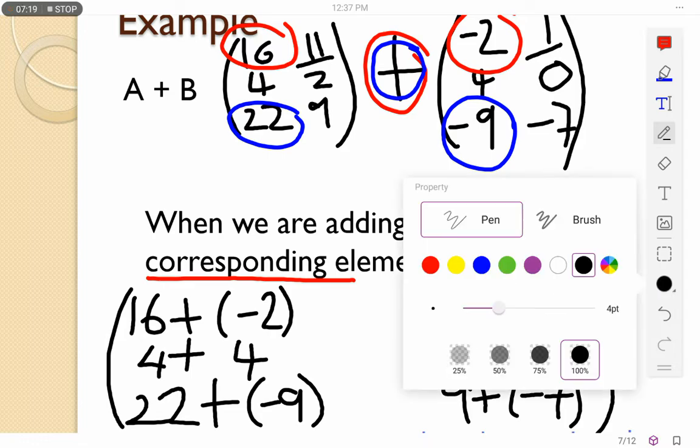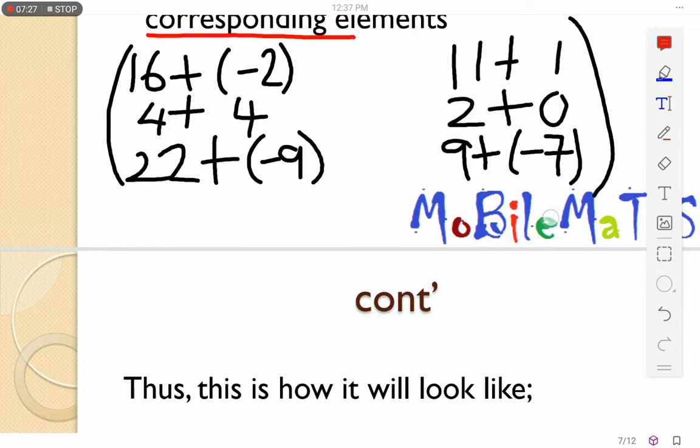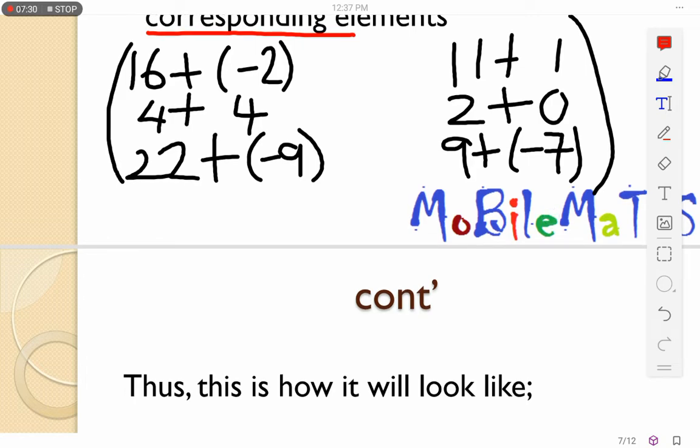I'll be adding 16 plus minus 2, which is going to be 16 minus 2. I'll get a 14. Let me write that down. Then the other end, 11 plus 1, I'll get a 12. Then 4 plus 4, I'll get an 8. 2 plus 0, I get a 2.